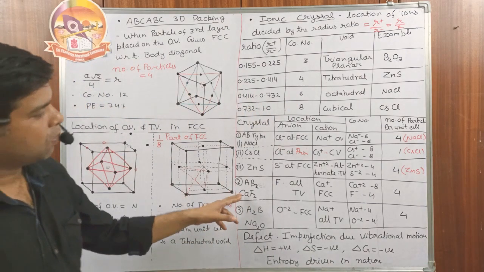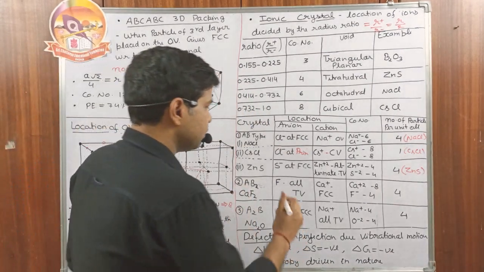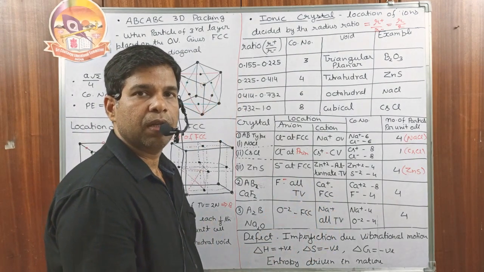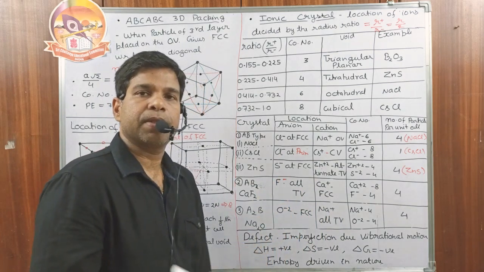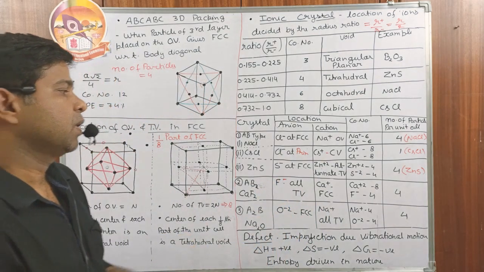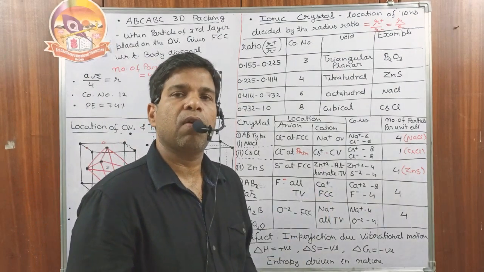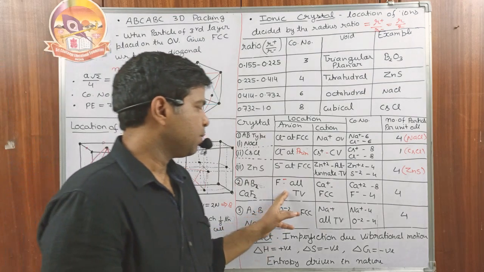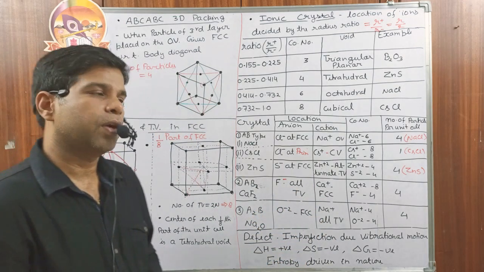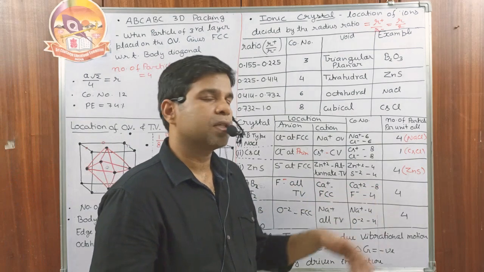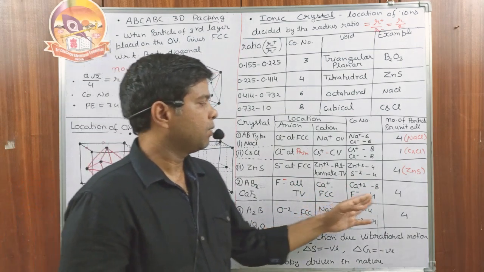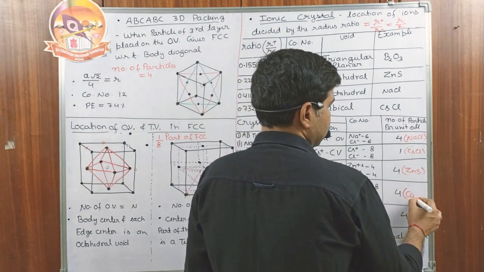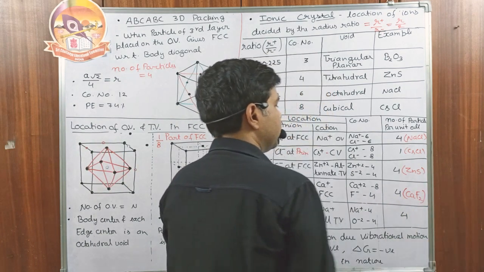Next we have the AB2 type. AB2 type is also called the fluoride type. In this one, it is the opposite case, where the cation is present at the lattice point and the anion is present at the tetrahedral void. Calcium is present at the FCC, meaning all the corners and face centers are occupied by Ca2+, and F- is present at all the tetrahedral voids. Then the coordination number of Ca2+ is 8, and F- is 4, and we have 4 units of calcium fluoride per unit cell.